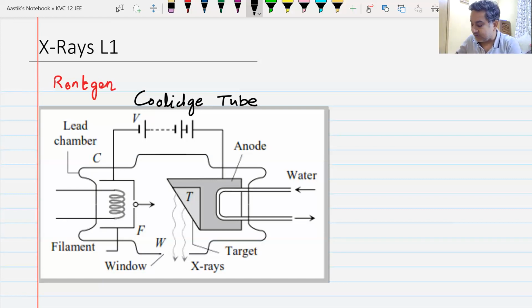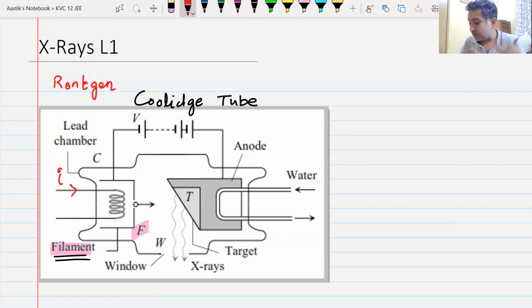Do you see this filament F? This is nothing but a heater. Now what happens is you pass current through it, and this current is important. You pass current through the filament. When you pass current through the filament, this filament gets heated up. It's made up of a metal.